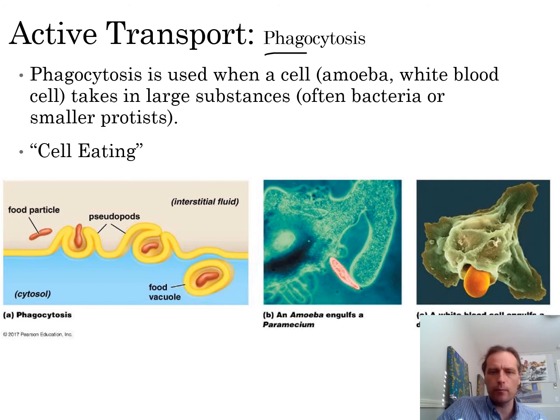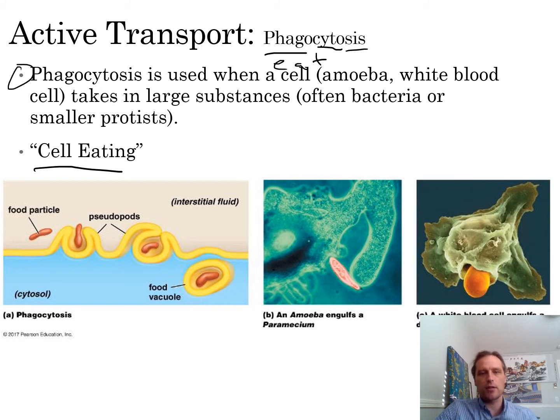Phago. This refers to the term eat. If you're interested in the Latin, it might help to remember. Cyte means cell, osis means a process. So the process of cell eating. Oh, it's written right here, right? See? Cell eating. Active transport requires energy.